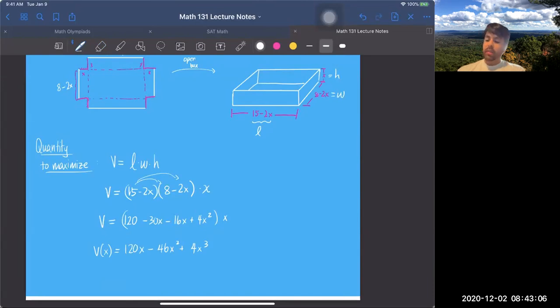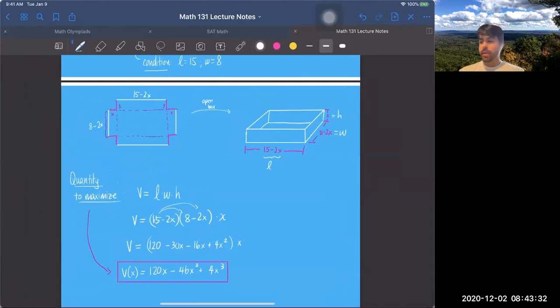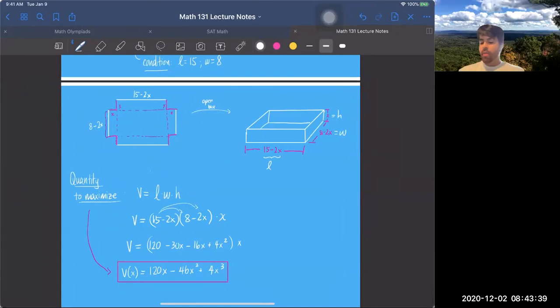This is what I want, guys. I want my volume to be of a single variable, and I did it. And this is what I want to maximize. This is what I want to find. I want to find the maximum of this. So are we all on the same page? Do we see how we get to this point? Do you see the setup here? Yeah. Okay.